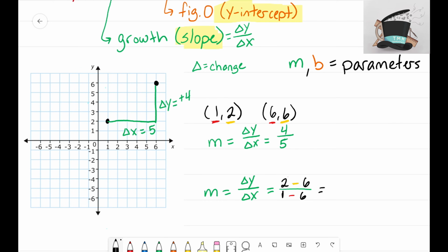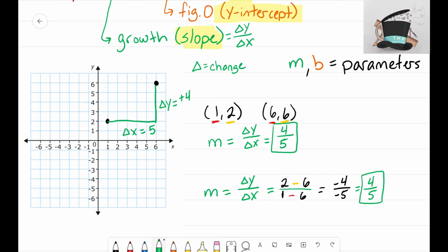Well, 2 minus 6, that has a value of negative 4, and 1 minus 6 has a value of negative 5. Well, a negative over a negative, that just creates a positive, so I'm left with 4 over 5, which is the exact same slope that we had when we found it using graphing. Okay, so again, you could use both. Whatever way you want to use it is fine with me, but be sure to understand why it works.